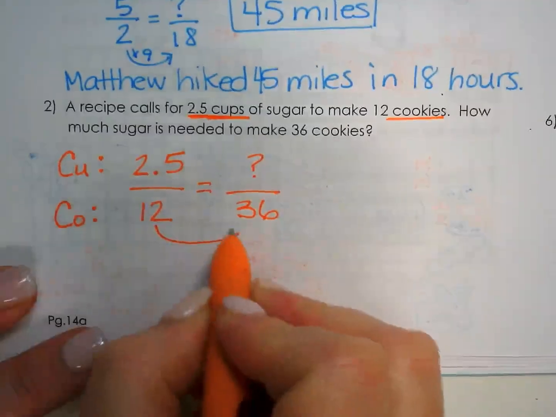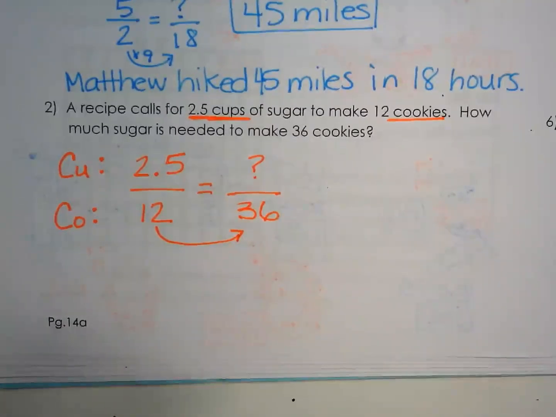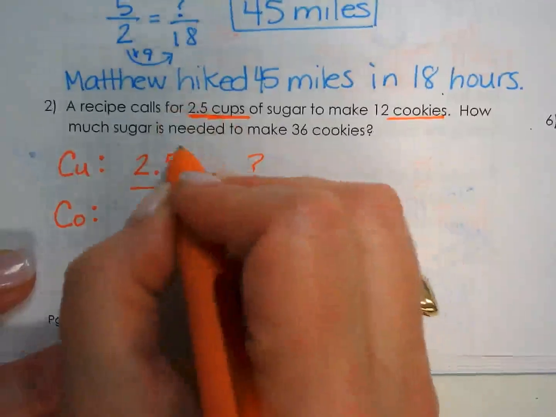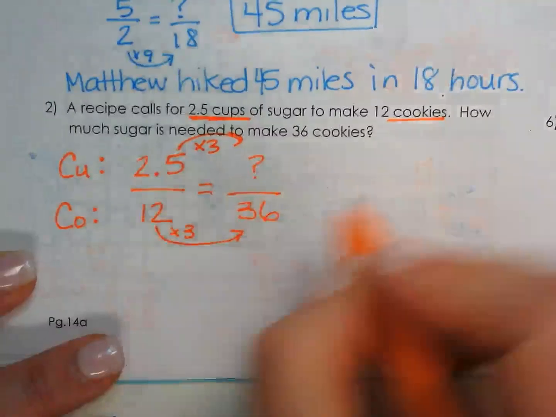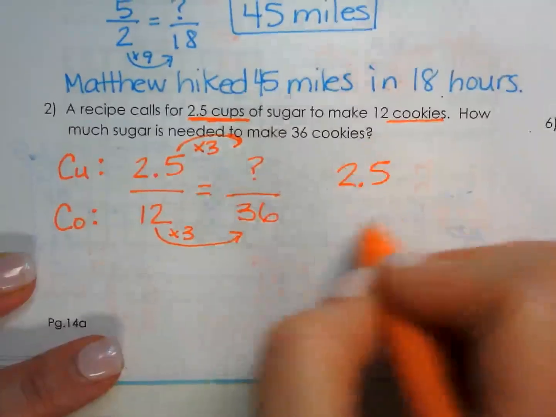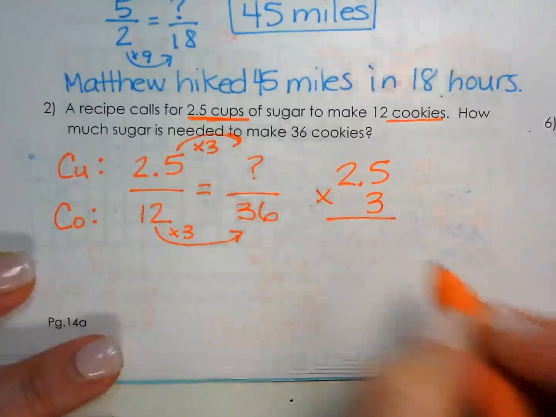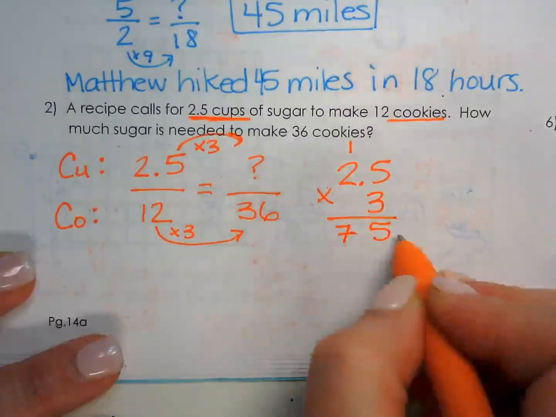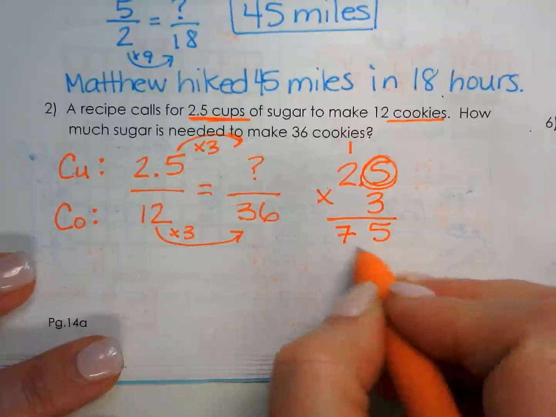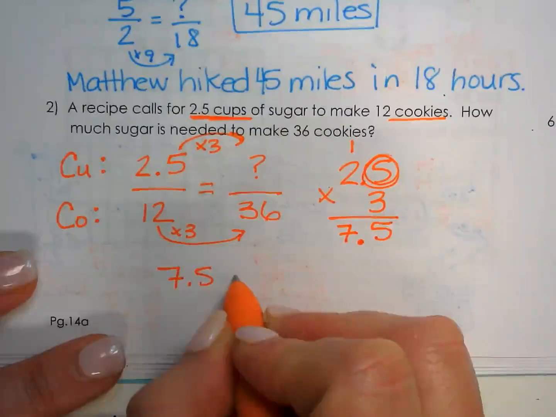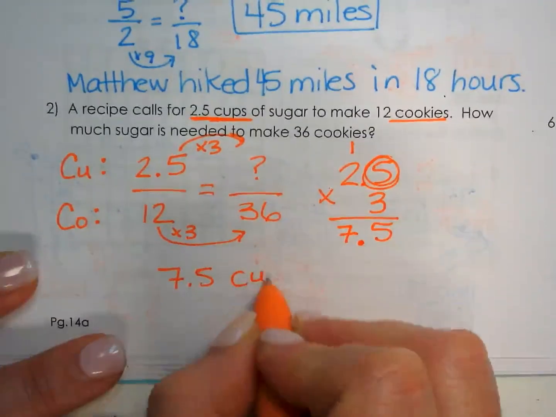How do I get from 12 to 36? Mackenzie. There we go. That's okay. And whatever we do on the bottom, we're going to do on the top. So we're going to take that 2.5 or that 2 and 5/10 and multiply it times 3. I'm going to do the math just so you guys watch it and you can see it. And how many places are after decimals here? 1. So it should be 7.5 what? Cups of sugar.